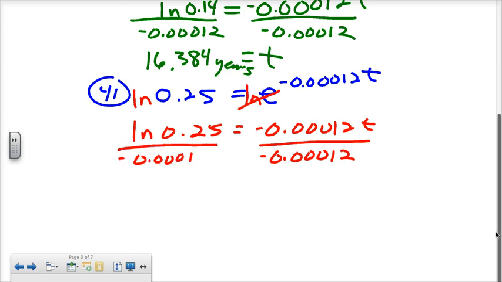All of this we just kind of bring along so that we don't have a rounding error. We wouldn't want to punch something in and then round it and then do some more math and then round again, because we will have a rounding error. So this one, 11,552 years, approximately, for the carbon dating.